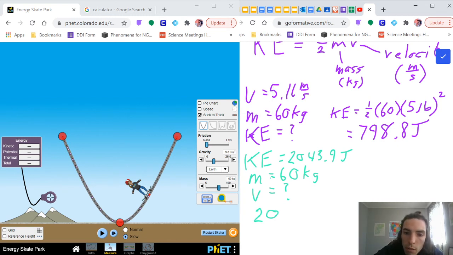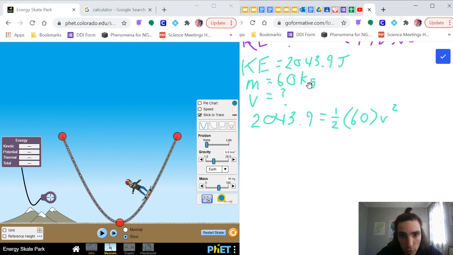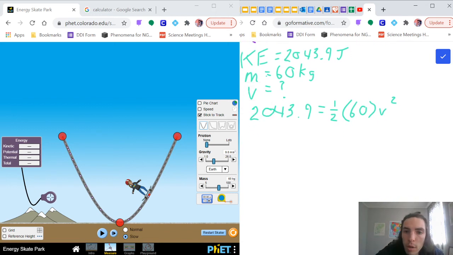So let's plug in the stuff that we know for this equation. 2043.9 is equal to 1/2 times the mass of 60, and then times velocity squared. And I'm just going to leave velocity squared as v squared because we don't know what velocity is yet. Now, again, from here there are a lot of different ways that you could go through solving this, of course. I'll show one way to think about this. So I'll multiply our 1/2 and 60 first, and that should give us, I believe, 30 v squared.